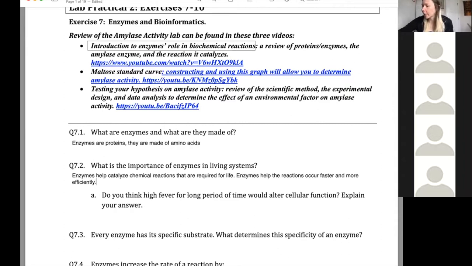So if we had a scenario where a person had a very high fever for a long time, what do you think that would do for cellular function? Think in the context of enzymes and their activities. How would a high fever affect chemical reactions? It will denature the enzyme. Exactly. A high fever, especially if it's prolonged, would really threaten the shape of the enzymes. It would cause them to denature.